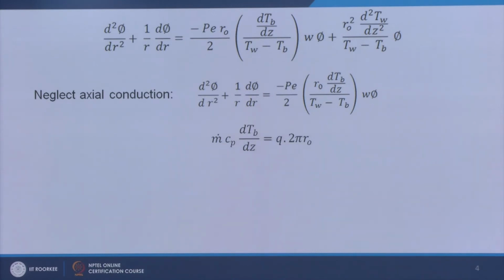Now, if we divide that energy balance throughout by dz, it comes out to be m dot Cp dTb dz equals 2 pi r naught Q, where dz cancels.